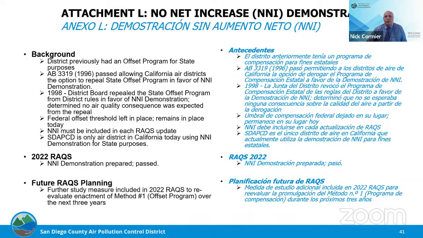This demonstration reviews emission reductions at existing stationary facilities in prior years and compares it to new emissions from new or modified stationary sources of pollution. So long as emissions from existing facilities outweigh any emission growth, a state offset program is not required under state law. The district has included a no net increase demonstration in each RACs update since 1998 as required by law. The 2022 RACs includes another demonstration and has once again determined that state emission offset thresholds remain unnecessary to attain state ozone standards as early as practical.